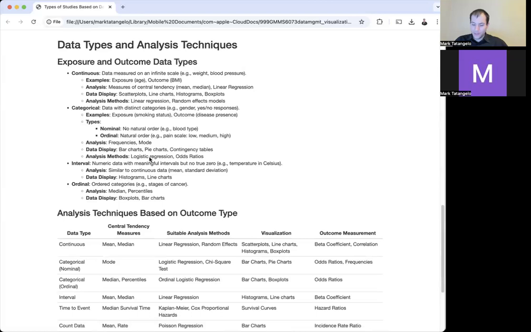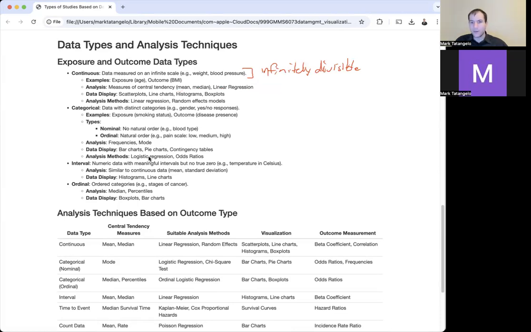So you can have continuous data measured on an infinite scale. So we can also call this infinitely divisible. For example, age or an outcome of BMI. And for analysis, you can look at measures of central tendency, including mean, median. You can look at linear regression. You can display data with scatter plot, line chart, histograms, or box plots.